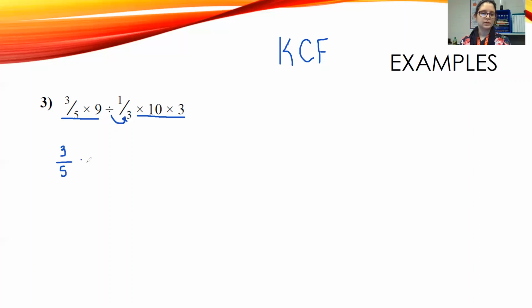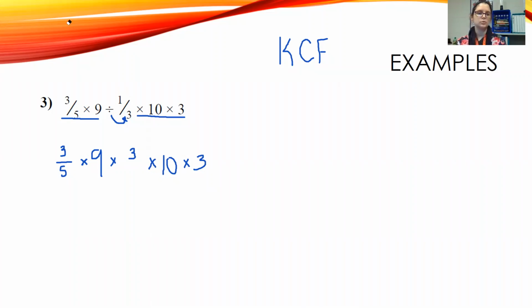I'm going to keep my times 9. I'm going to keep my times 10. And I'm going to keep my times 3. Okay, now I go on to change. I'm changing division into multiplication. And I'm flipping my 3 over 1 to turn it into a 1 over 3. And remember, we don't have to keep the 1 in the denominator. It's not necessary. Okay, now I have only multiplication.